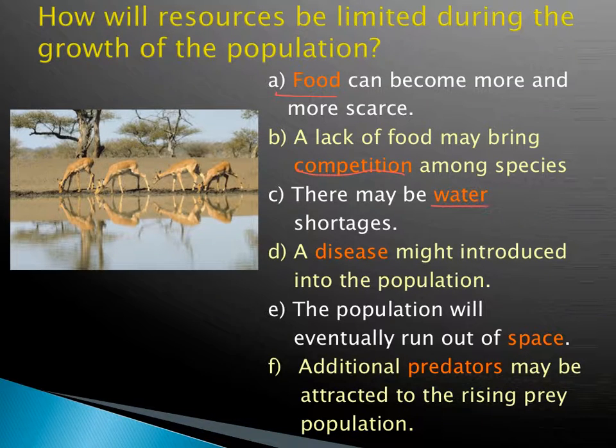There may be a shortage of water. As more individuals fill that area, it may cause disease to be introduced into the population, which would certainly cause individuals to become ill or die. Eventually, the population will run out of space, and some will have to move and some will die. And another factor is that additional predators may be attracted to that area because of the rising number of prey, and those predators will kill them off, causing that population to decrease.